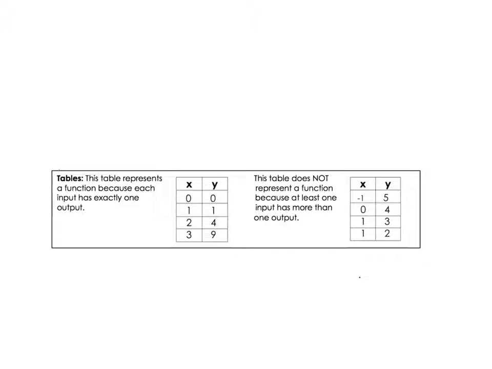Okay, here we have two tables. The one on the left is a function because each x only has one y. The one on the right is not a function because when x is 1, it goes with two different y values. It goes with the 3 and the 2.